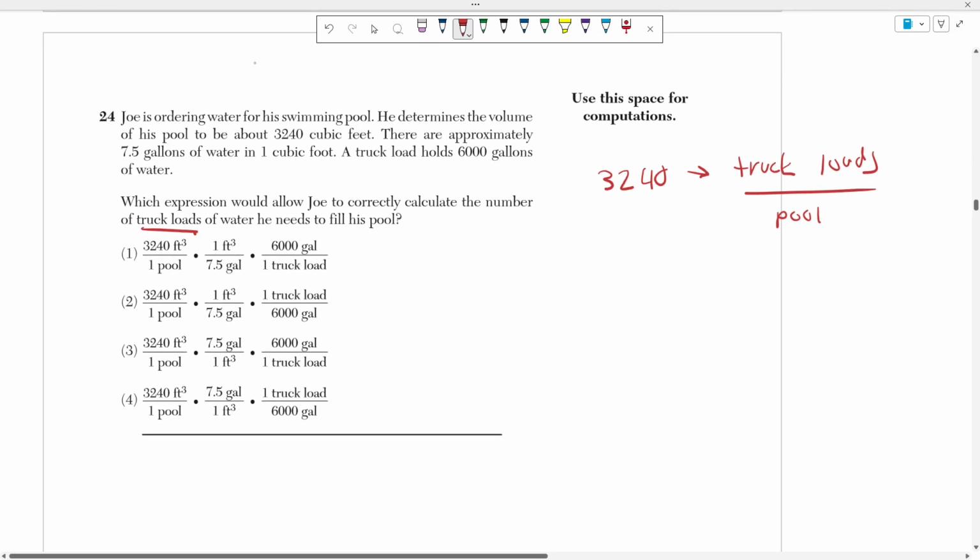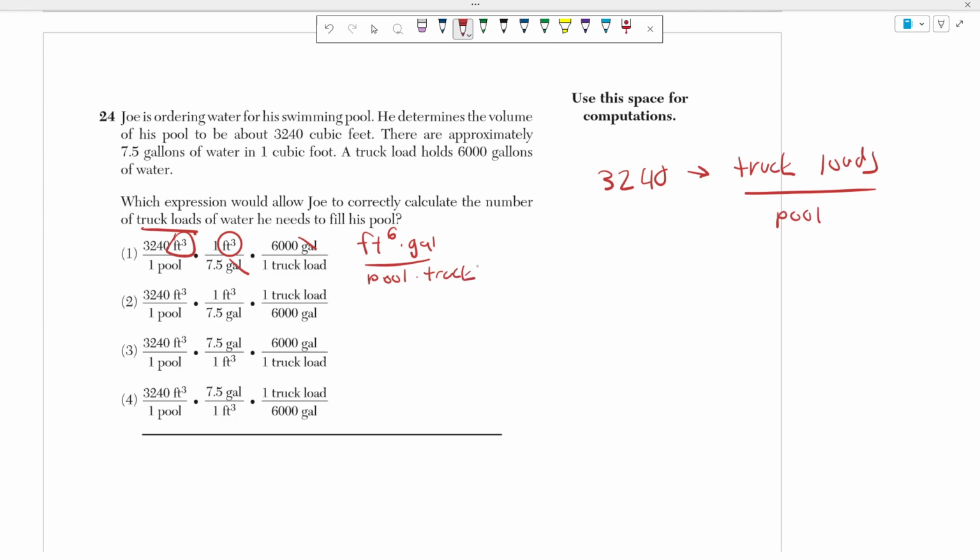Well, let's look at it. Choice 1, you're multiplying feet cubed by feet cubed. So they never cancel out. So my units here are going to be feet to the power of 6 times gallons divided by 7.5. Well, the gallons are going to cancel out. But then you're going to be left with pool times truckload, which doesn't make sense, right? I want truckloads over pool. I don't want feet cubed over pool times truckload. So here they did their multiplication wrong because the units didn't cancel out.